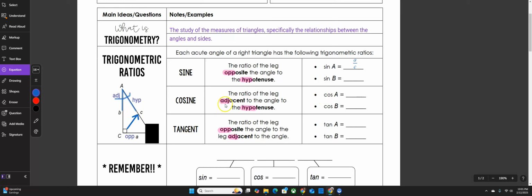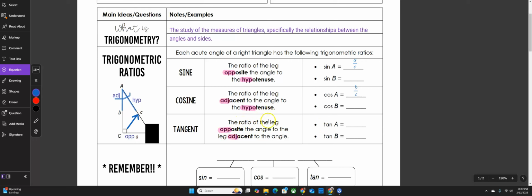For cosine, it is the ratio of the leg adjacent to the angle to the hypotenuse. So if we look again at angle A, this side right here, AC, which is labeled with the lowercase b, is our adjacent side. So it's going to be b as the numerator, and hypotenuse remains c, and that will be our denominator in our fraction form.